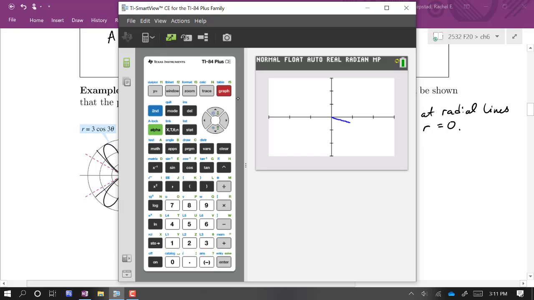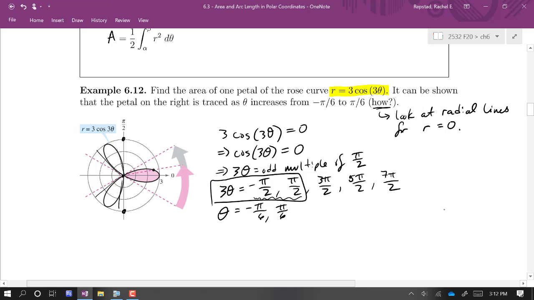Okay, cool. And there we go. We can see that it started here, went down, came up. I'm not seeing the rest of the curve because I told it not to move beyond those values of theta. So this is confirmation that these values of theta, minus pi over 6 to pi over 6, are good limits for this integral.